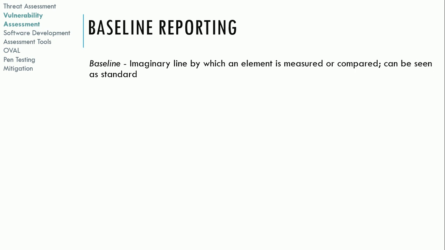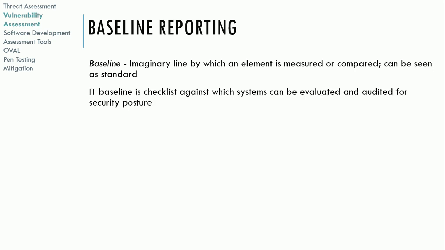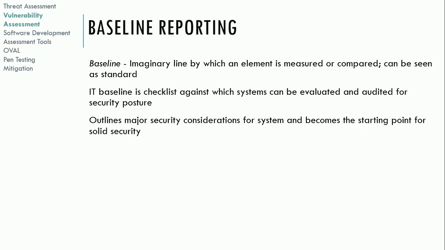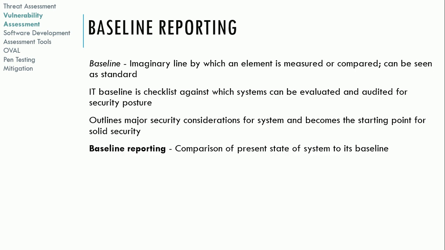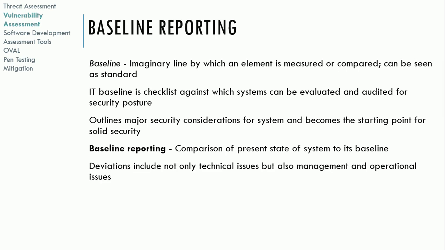All right, so baseline reporting is an imaginary line by which an element is measured or compared and can be seen as a standard. So an IT baseline is a checklist against which systems can be evaluated and audited for security postures. I'll put this in English here. Basically, baselining is when we take what we know is a secure implementation that we've already decided. I'll give you an example.